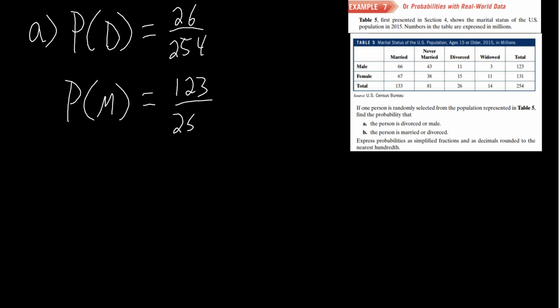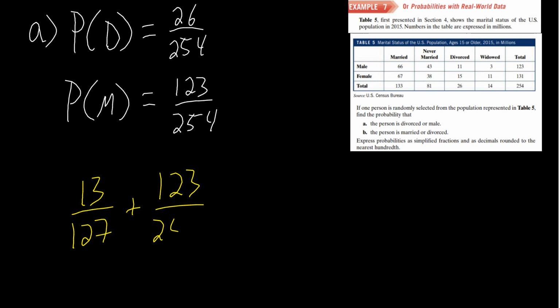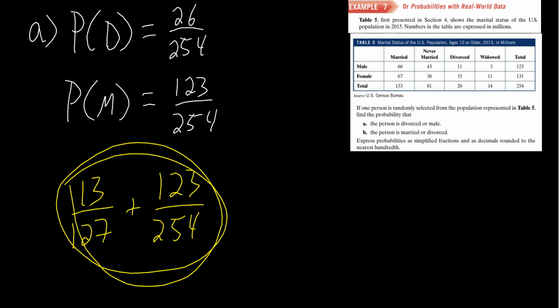So real quick, let me try and explain what I was just trying to say. And you probably caught it the first time, but just in case. If I were to take this and reduce this, I would say 13 over 127. And then if I were to add 123 and 254, right? Well, let's see. You see the problem here, right? When we add fractions, we want to have the same denominator.